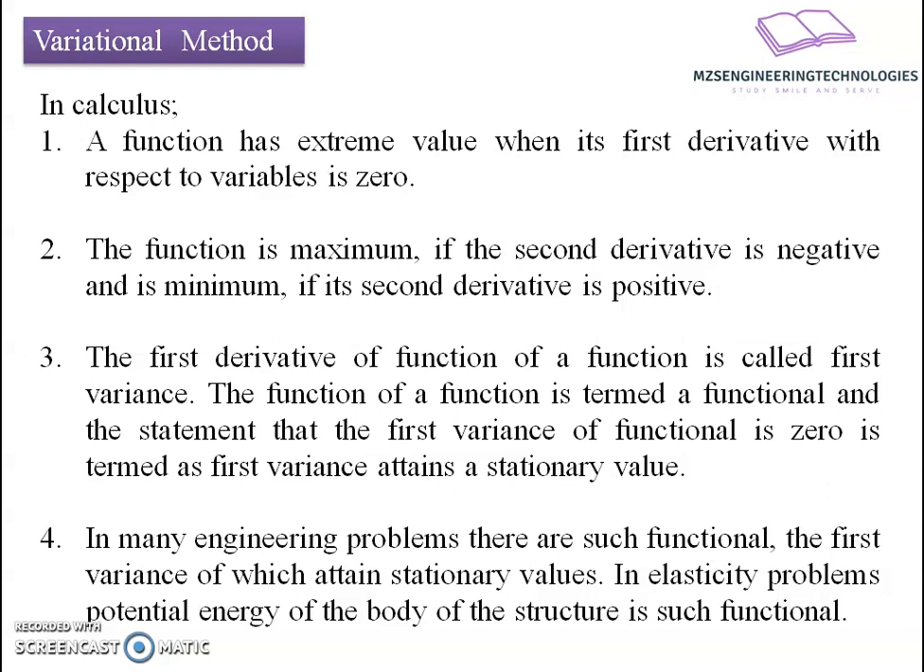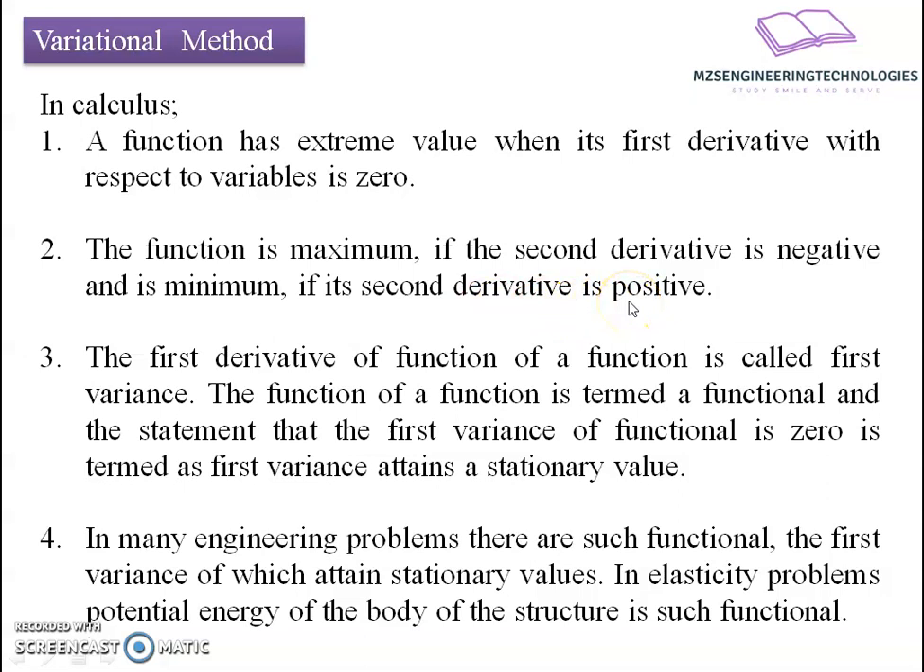Before going towards this method, let us go towards the primary knowledge about calculus. As we all are aware about the properties of calculus, a function has an extreme value when its first derivative with respect to the variable is 0. Means when the first derivative of any function appears to be 0, we say it has reached the extreme value. Similarly, the function is maximum if the second derivative is negative, and it is minimum if its second derivative is positive.